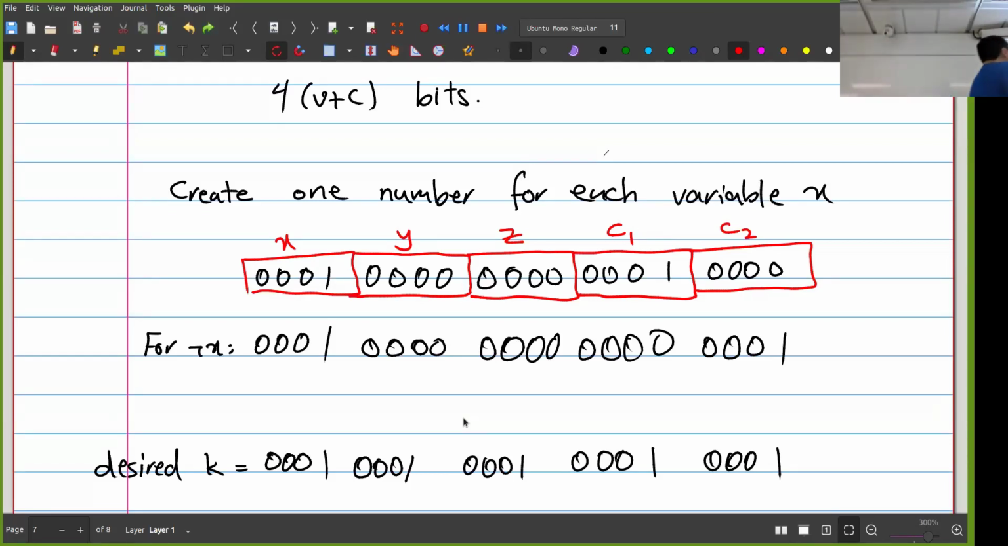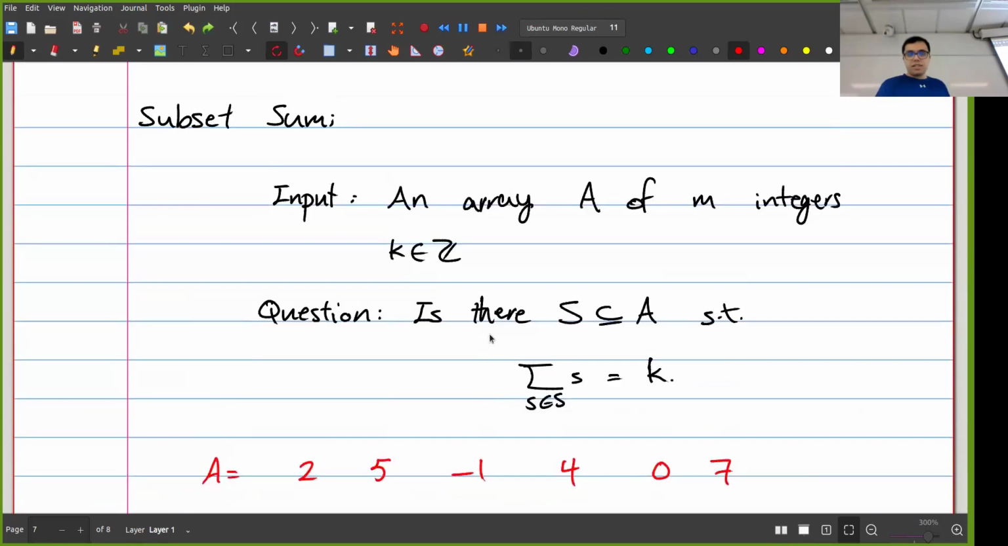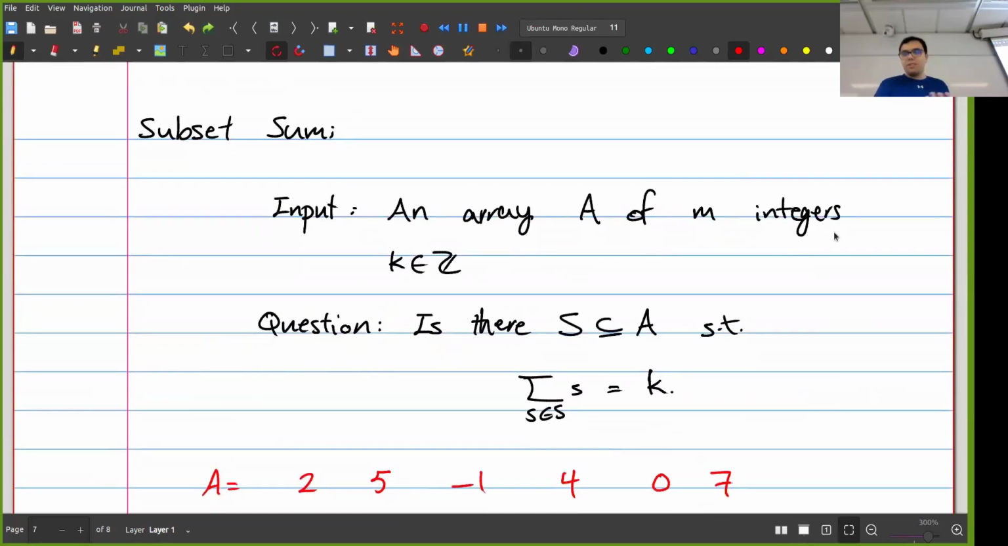But very importantly, the numbers that I'm creating here are huge numbers. This is a binary number that has, let's say, O(n) digits. It's 4 times V plus C bits. So this is not just subset sum over 32-bit integers. It's subset sum over any integer.